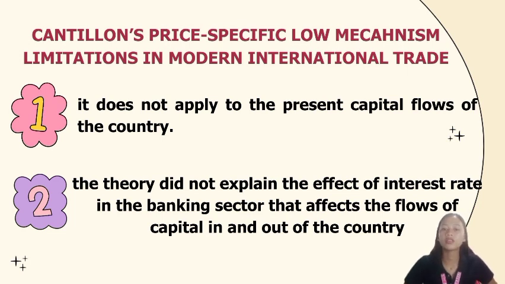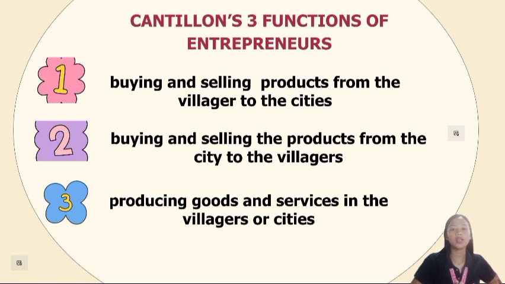There are three functions of entrepreneurs according to Cantillon. The first one is buying and selling products from the villagers to the cities. The second one is buying and selling products from the city to the villagers. The third one is producing goods and services in the villages or cities.